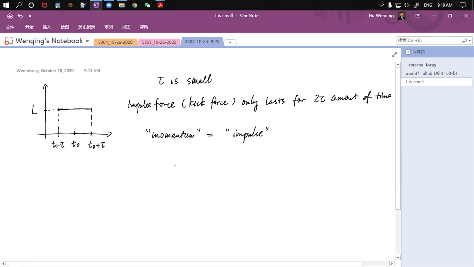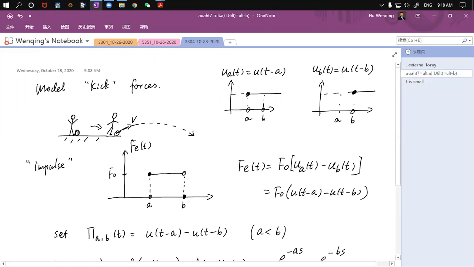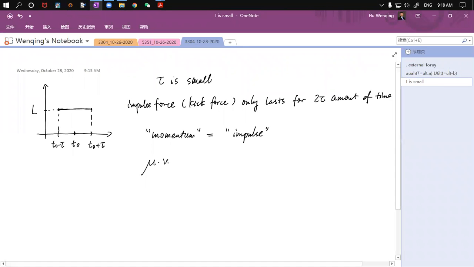So how do you calculate the momentum? Momentum is m times the initial velocity. m is the mass of the ball, right? So let's say I'm going to use mu, the mass of the ball, multiplied by the initial velocity, right? So let's say the ball has mass mu. Is that good for everybody? Okay, so this is momentum. Momentum is equal to impulse.